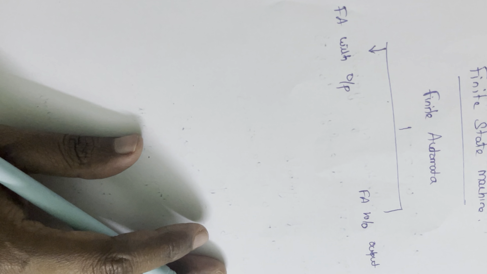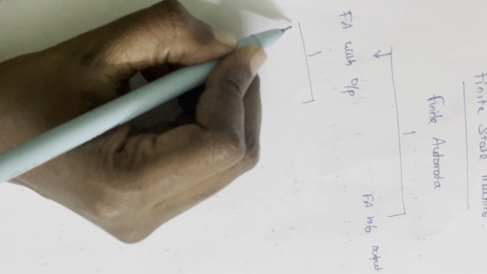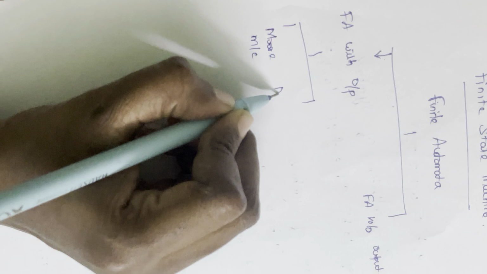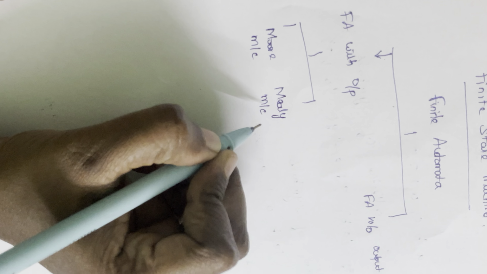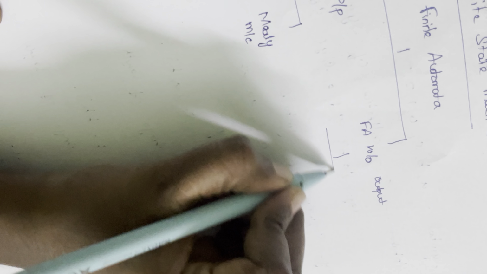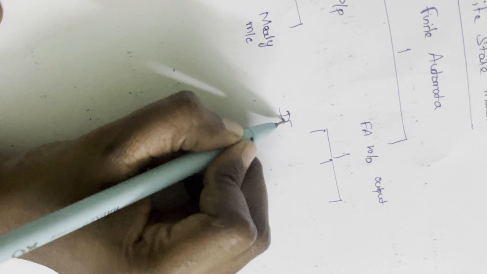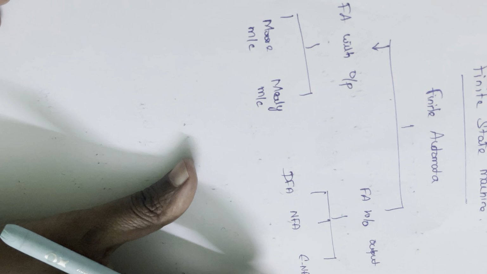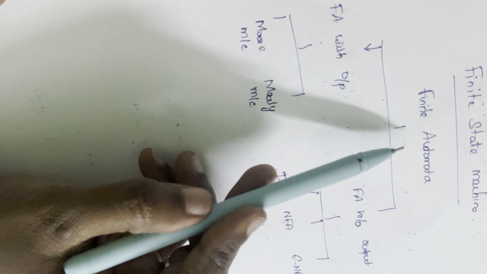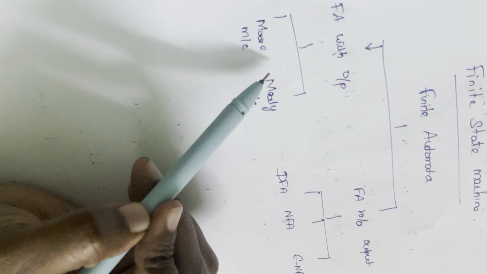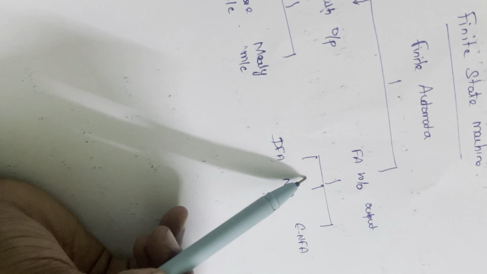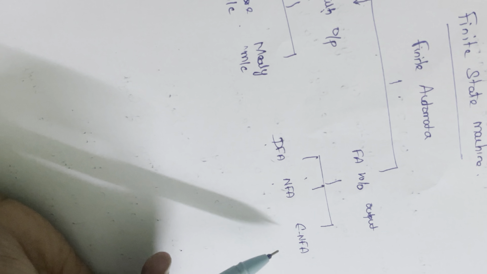You have some subcategories to go with. For finite automata with output, one is the Moore machine and another is the Mealy machine. In the case of finite automata without output, you have three classifications: one is DFA, another is NFA, and the next one is epsilon NFA. So finite automata are divided into two categories, with output and without output. With output, you have two classifications, Moore machine and Mealy machine, and without output, you have three: DFA, NFA and epsilon NFA.